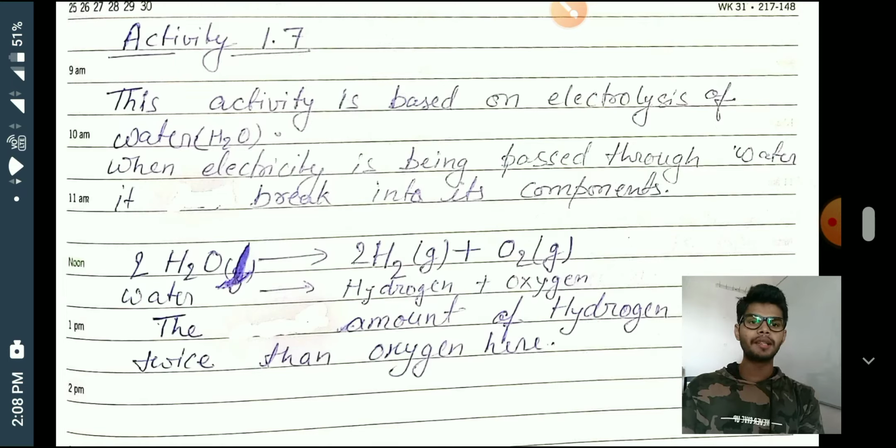So you can see that the number of oxygen and hydrogen atoms is the same on the left hand side and the right hand side as well. On both sides you can find 4 hydrogen and 2 oxygen. So the number of oxygen and hydrogen depends on these components.